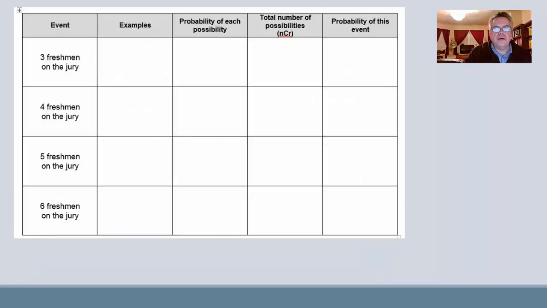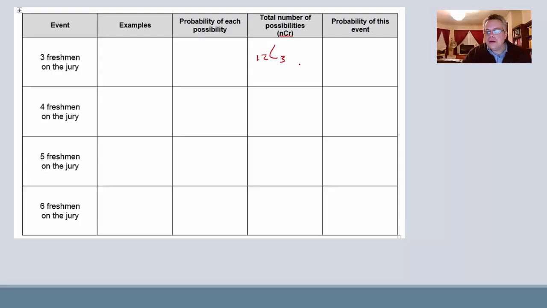All right, so you're going to keep going. So start with 3 freshmen on the jury. Make one example of this. Calculate the probability of 3 of the 12 being freshmen. And to find out how many different ways this could happen, you're going to do 12 choose 3. All right, that's the number of ways we can pick 3 of the spots to be freshmen. And then go ahead. You have to multiply the probability of each one times the total number of possibilities.